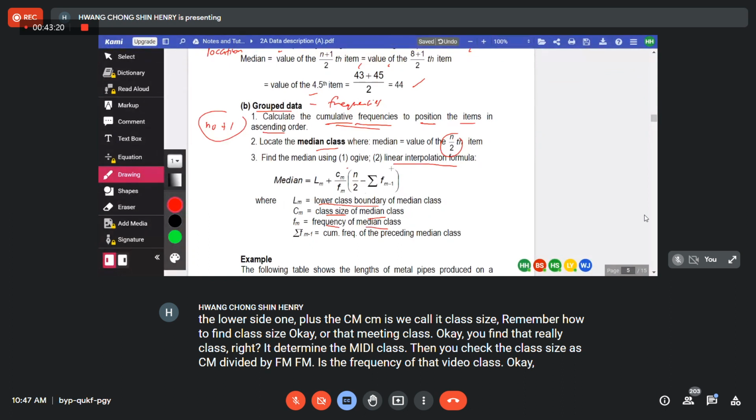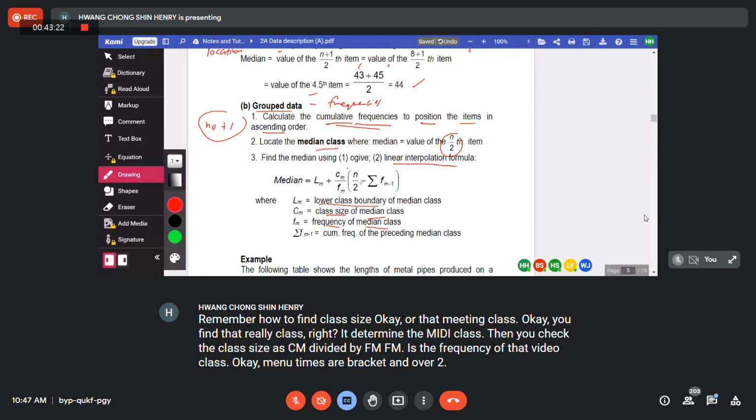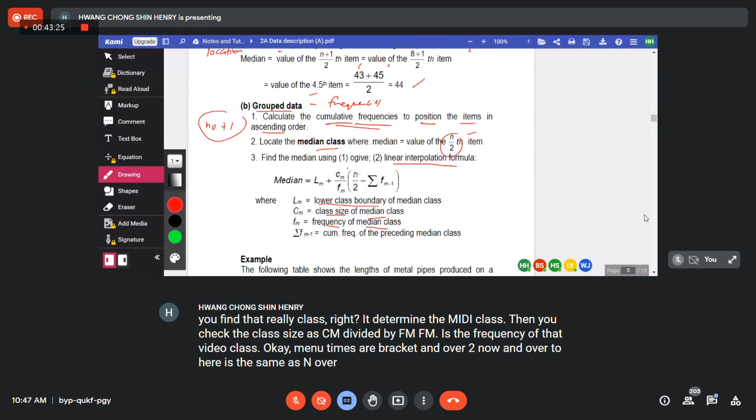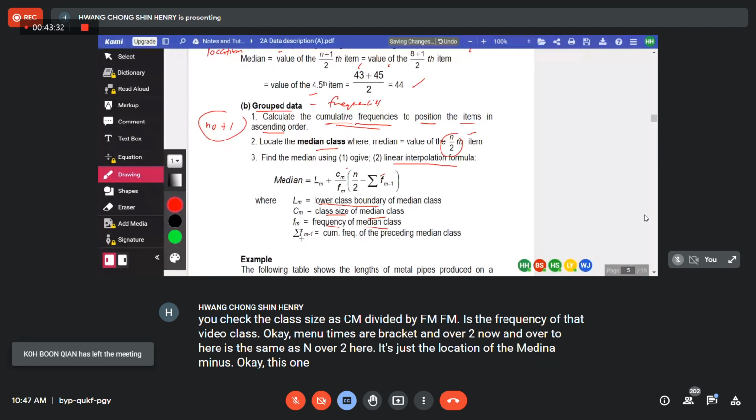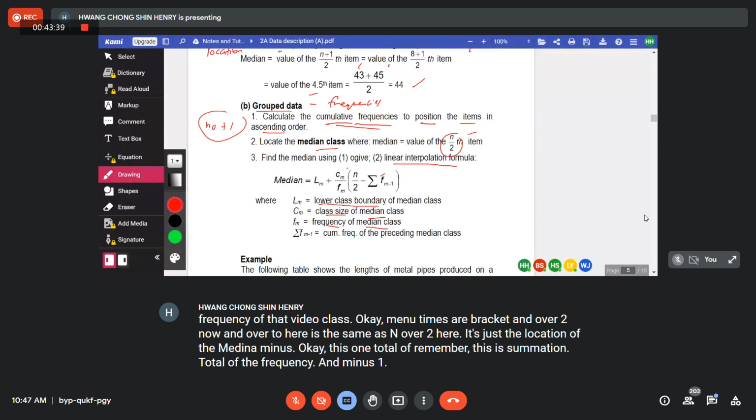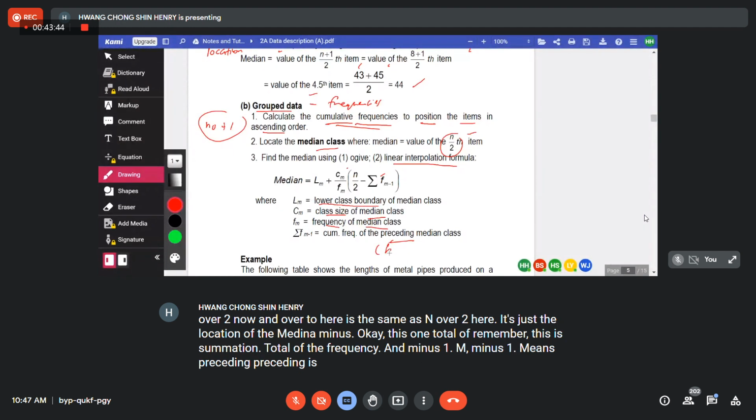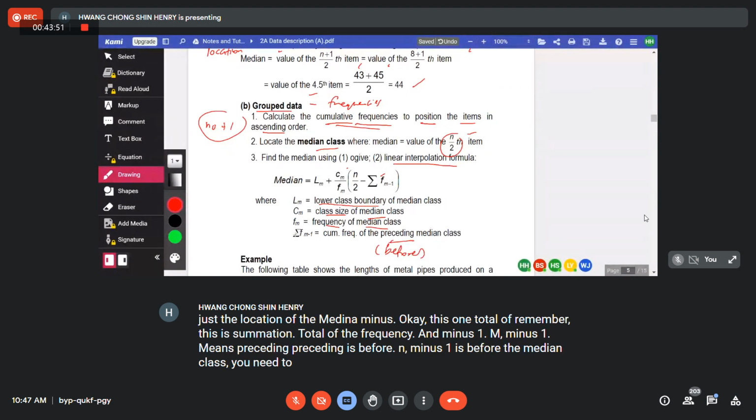Then you times bracket n over 2. Now n over 2 here is the same as n over 2 here, which is the location of the median, minus, okay, this one, remember this is summation, total of the frequency m minus 1. M minus 1 means preceding. Preceding means before. M minus 1 means before the median class. You need to total up. Total up means cumulative frequency.